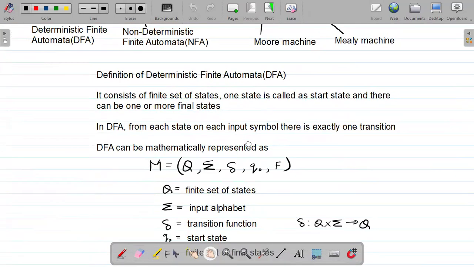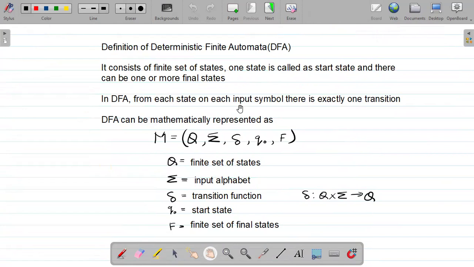So what is the definition of deterministic finite automata? It consists of a finite set of states. As the name suggests, finite means it will have a certain finite set of states. There will be a state called the start state, and there can be one or more final states. So we can have one state or more final states. At least one is required. In DFA, from each state on each input symbol, there is exactly one transition. That we have to remember. This is very important. Each state on each input symbol, we have one transition.